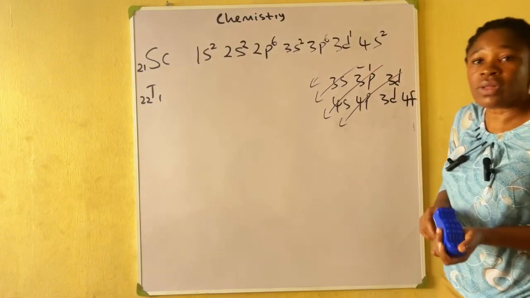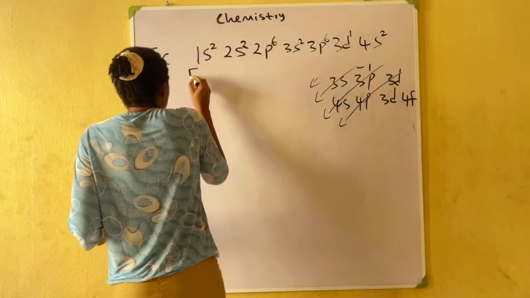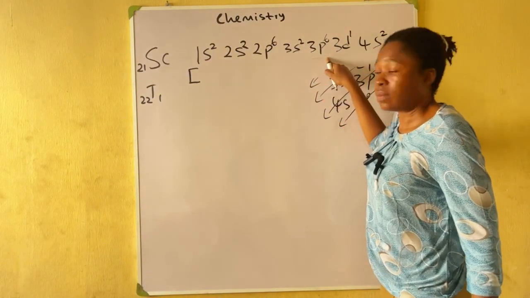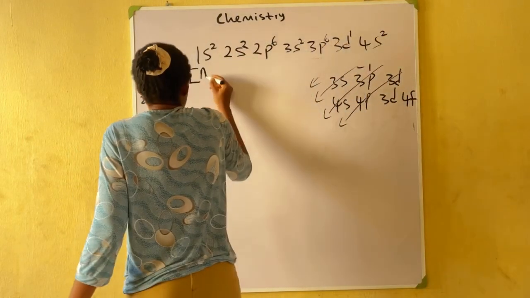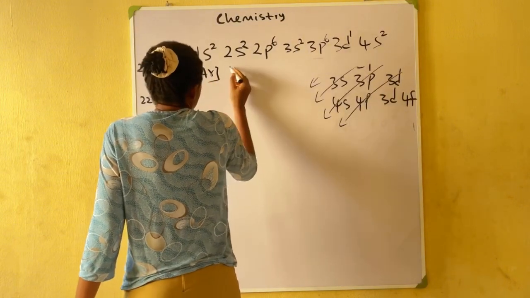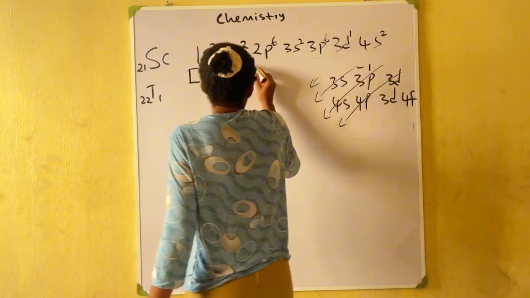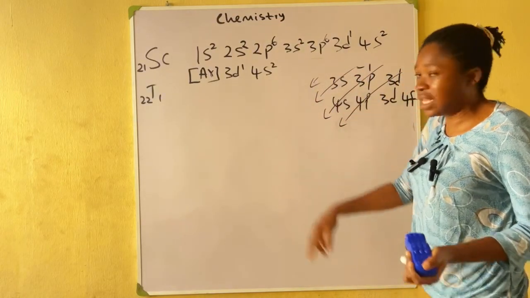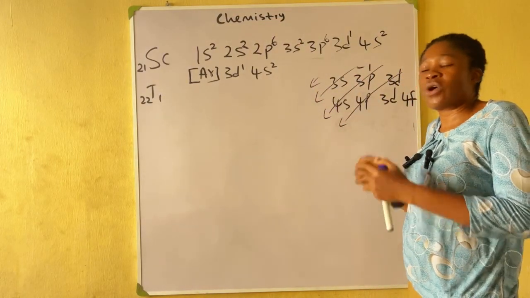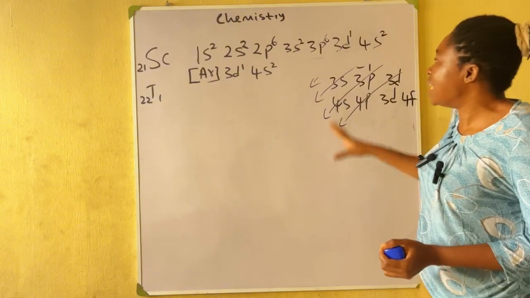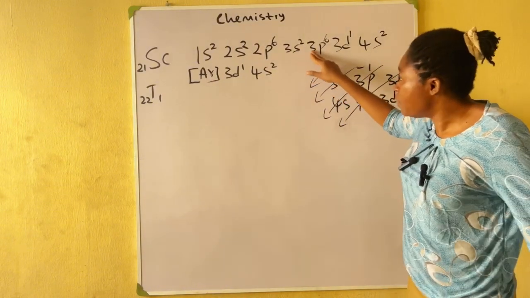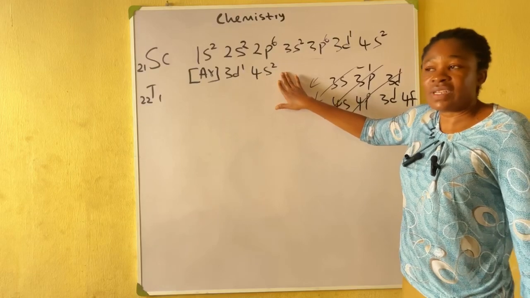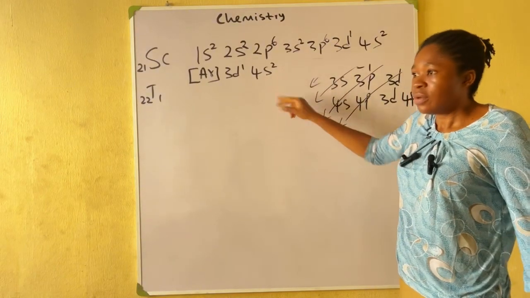We can also write it in a condensed form. Since from here to here is the configuration of argon, we put argon, 3d1, 4s2. This and this are the same. If your country's examination body accepts this one, you make use of it. If they don't accept it, don't use it. But I know in university they accept this one.